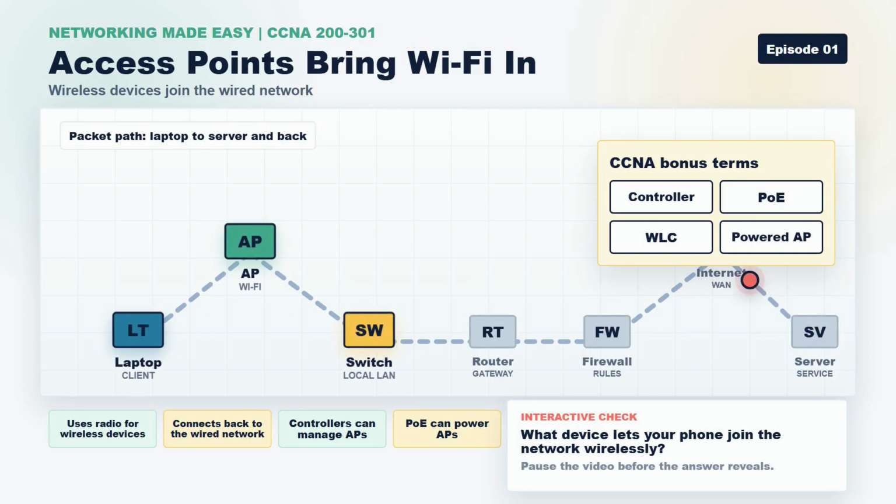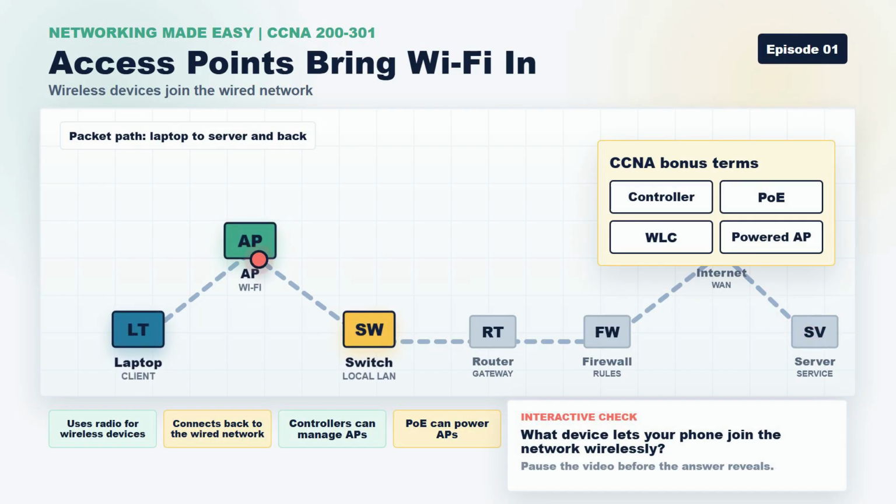This is where home networks can make things confusing. At home, people often call one box the router, but that one box might be doing several jobs at once. It may route traffic, switch local wired traffic, apply firewall rules, and provide Wi-Fi. One box, several roles. Two quick CCNA bonus terms fit here too.